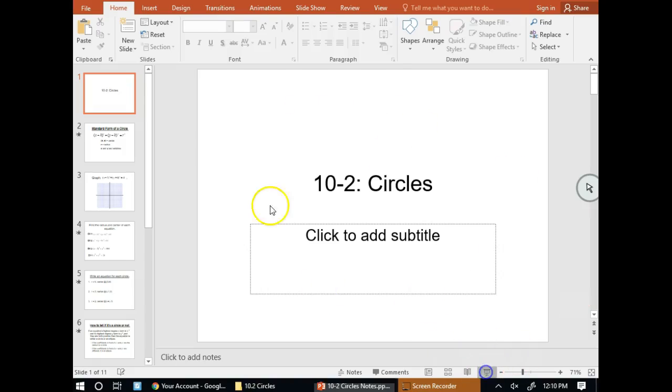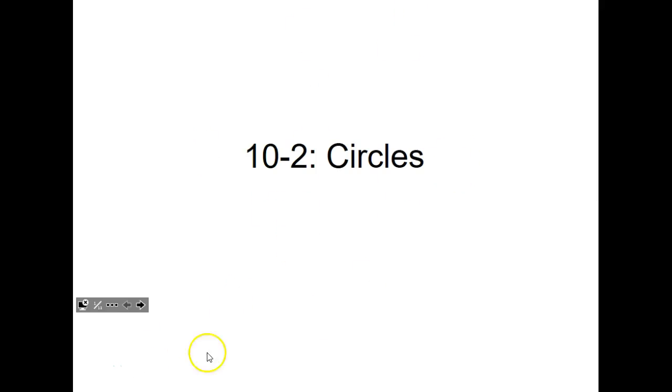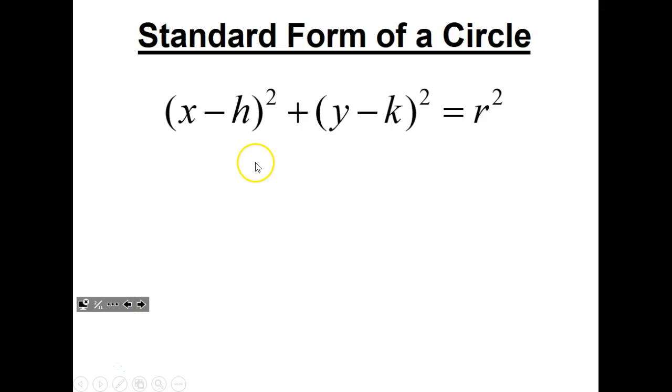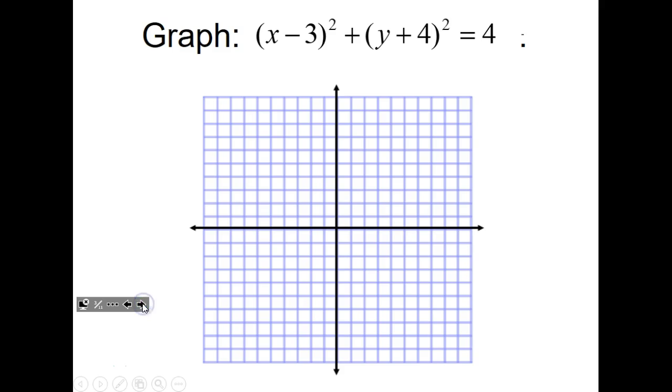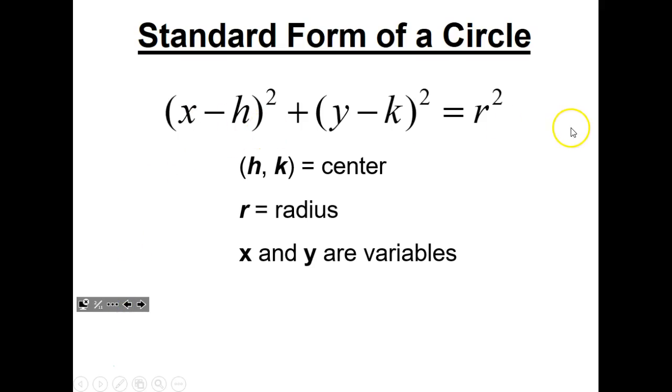So circles here, the standard form of a circle looks like this. You're going to have (x minus h) squared plus (y minus k) squared equals r squared. So with a circle, you're going to have your x and your y squared.